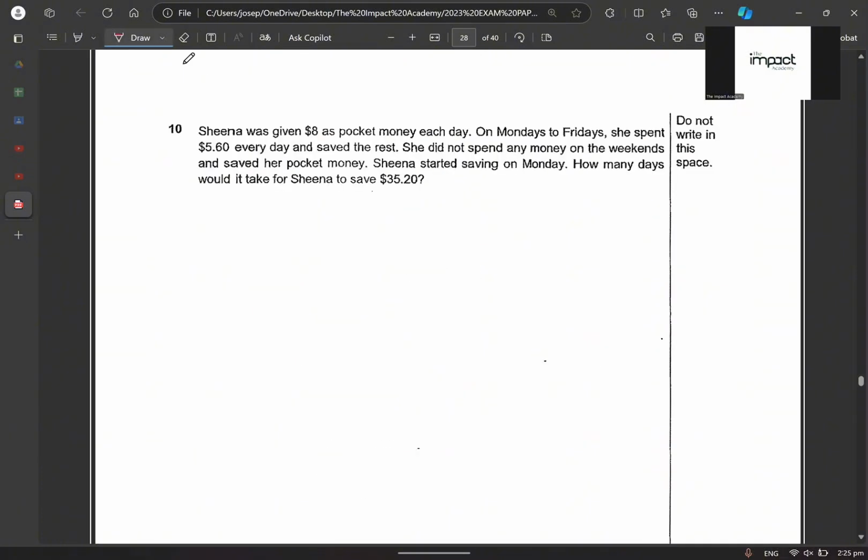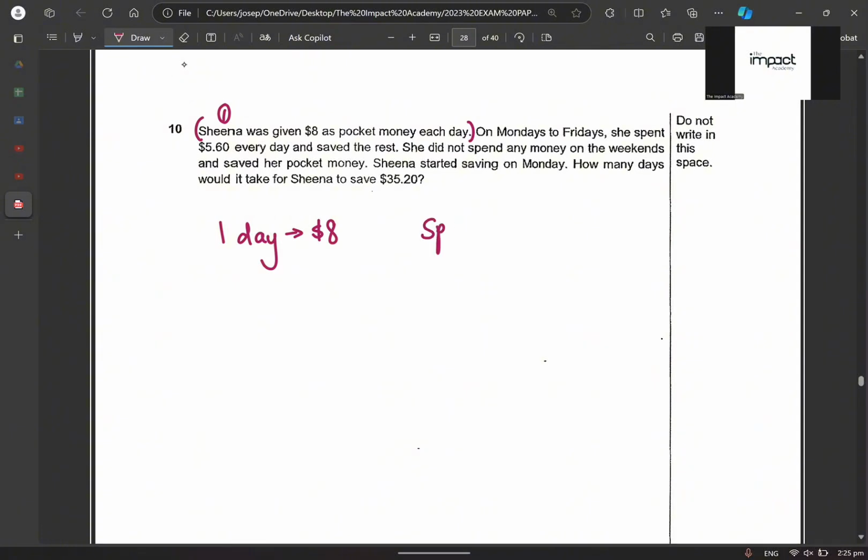Okay, so for question number 10, as you can see over here, it says that Sheena was given $8 as pocket money each day. So we know in one day, she will be getting $8. That is a very important sentence. Now, the next part of the question says that from Monday to Friday, she spent $5.60 every day.